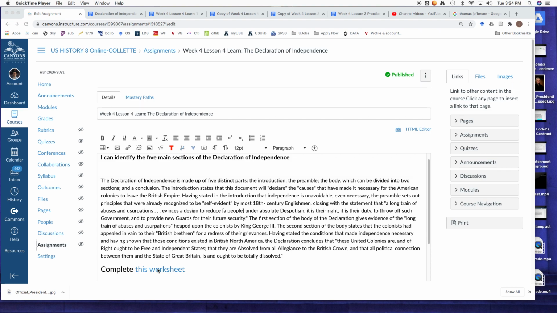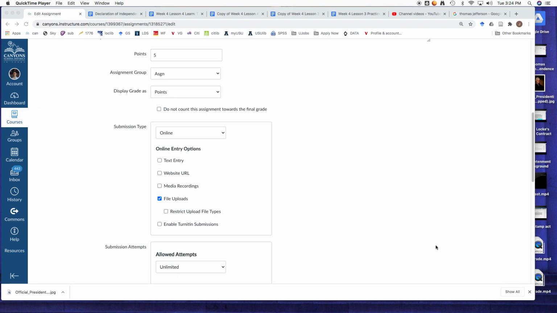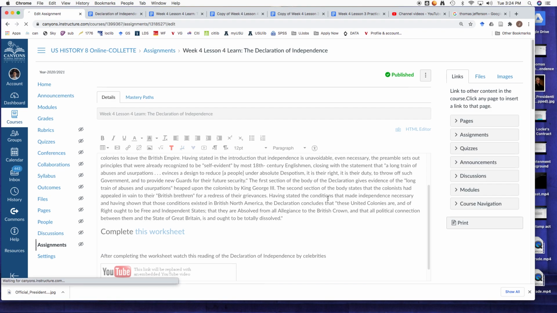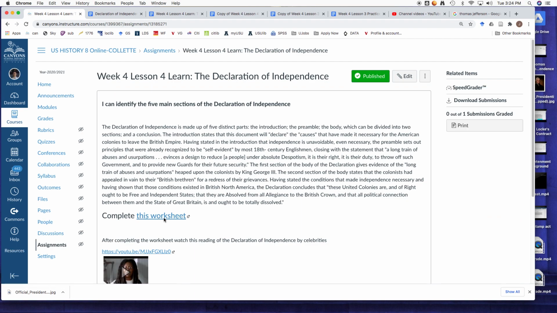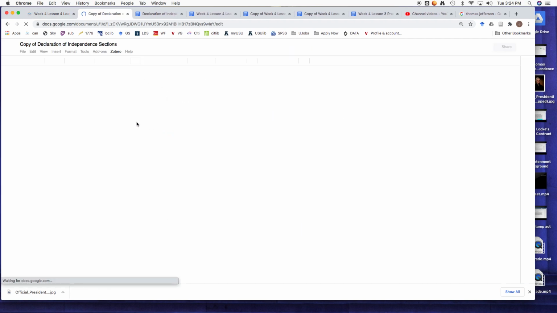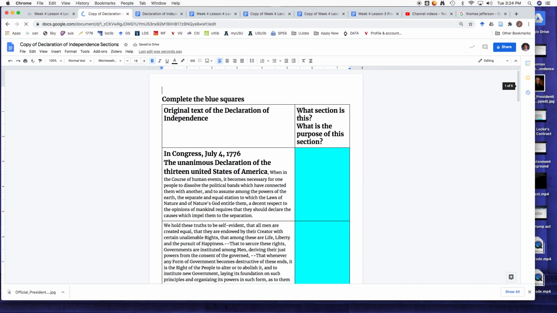So select here and create this worksheet. Make a copy. Let me just save this. I'm going to hit make a copy. And I'm going to take you through these 5 sections. And so we're just going to write in the blue square.